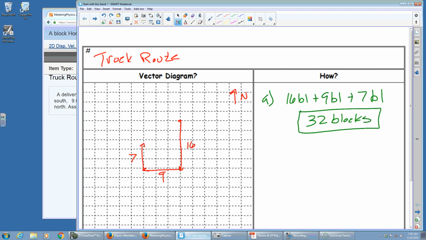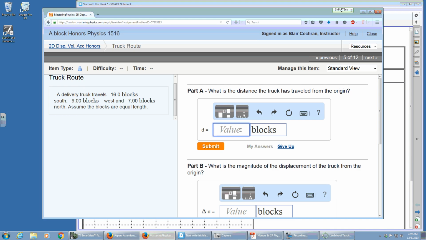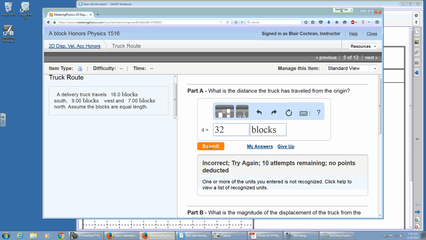Okay, let me try. See if it works. Oh, it's not like in the units. Where it put in the units. Interesting. Where it submitted the units.